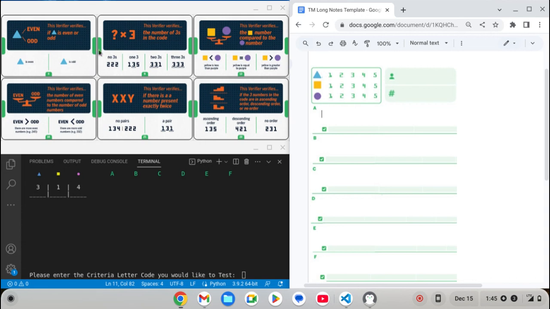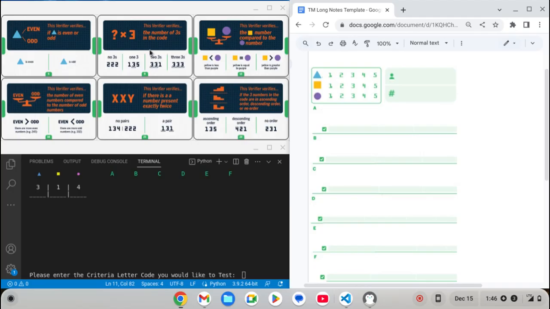So in the grid above, we've got our 6 criteria cards. On the top row, we've got criteria card A, criteria card B, and criteria card C. On the bottom row, we've got criteria card D, criteria card E, and finally criteria card F. Criteria card A takes a look at our first digit, the triangle digit, and the Turing Machine will let us know whether it's an even digit or an odd digit.